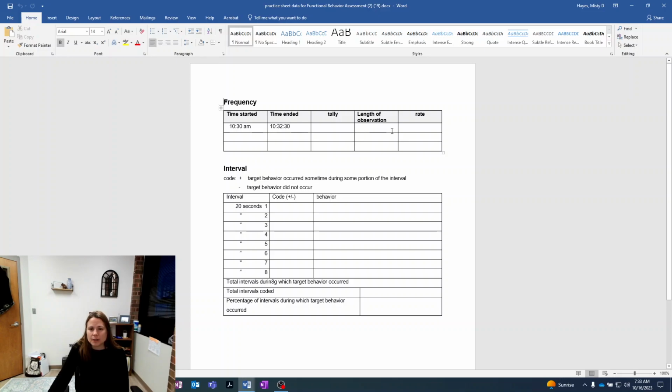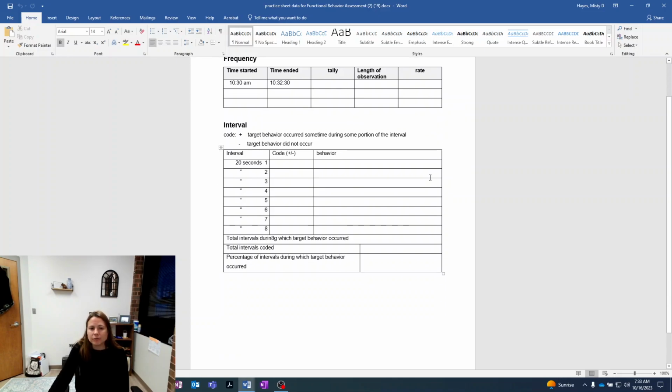How long did you watch them, right? So here, if you started at 10:30 and only went to 10:32 and 30 seconds, that means you were only watching them for 2 minutes and 30 seconds. And then you're going to divide how many times this happened by how long you watched them, your length of observation, and that's going to give you your rate.